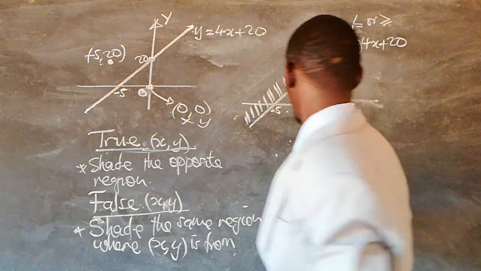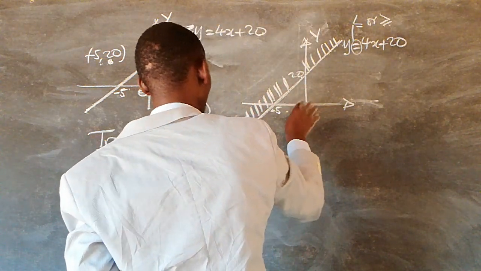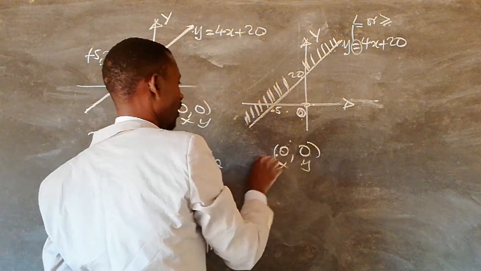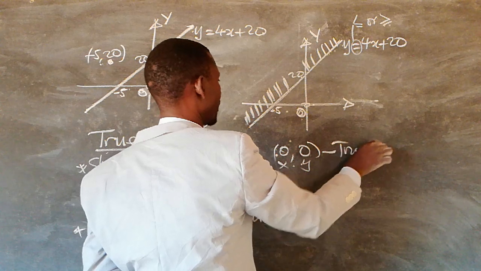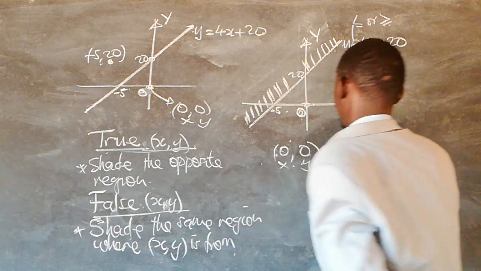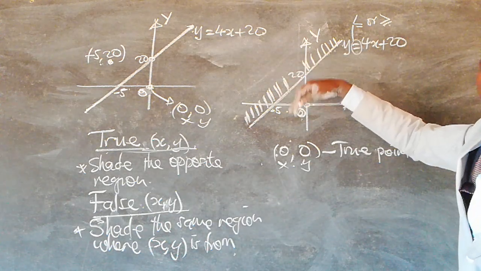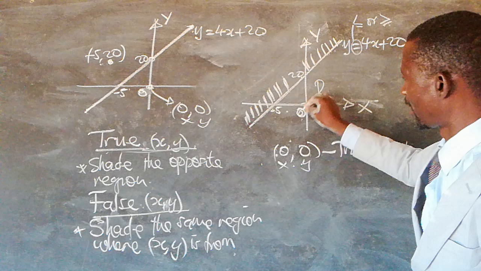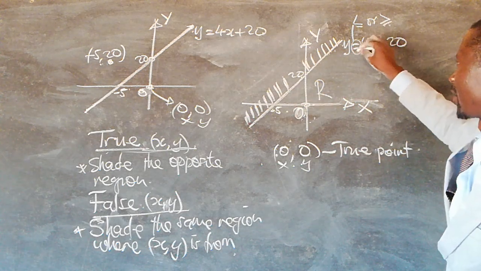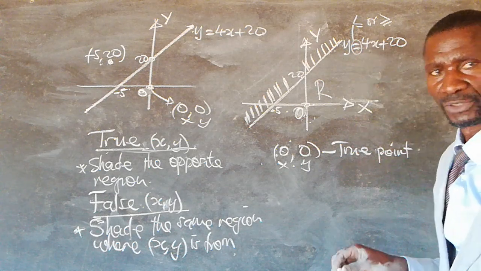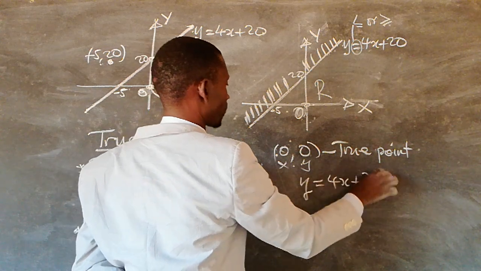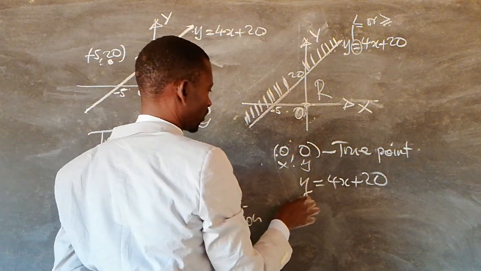So now, looking at 0, 0, if you try 0, 0 as a point, x and y, I am going to claim it to be a true point. Why a true point? Because it is within the wanted region, the part that is clean. 0, 0 is within this part which is clean, so this is going to be true. I want to identify the sign that is going to replace the equal sign. So what I'm going to do is y equals 4x plus 20.